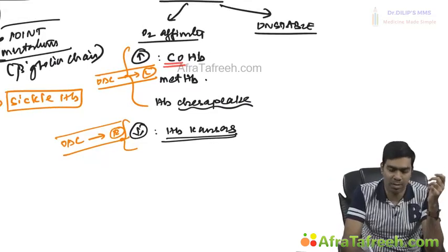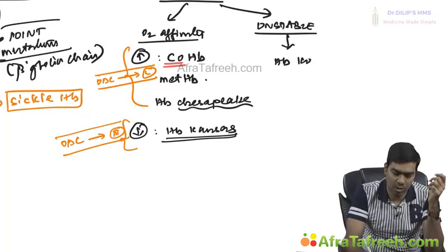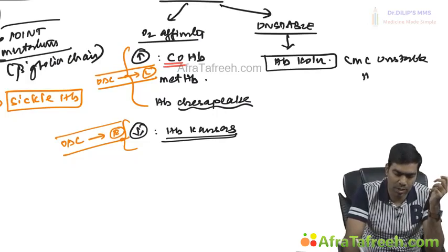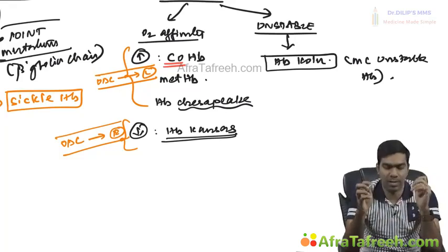So what will be the unstable hemoglobins? If you have unstable hemoglobin, the classic example is HB Koln, KOLN. And this is supposed to be the most common unstable hemoglobin in the world. Even though the incidence itself is very rare, it is the most common unstable hemoglobin in the world.